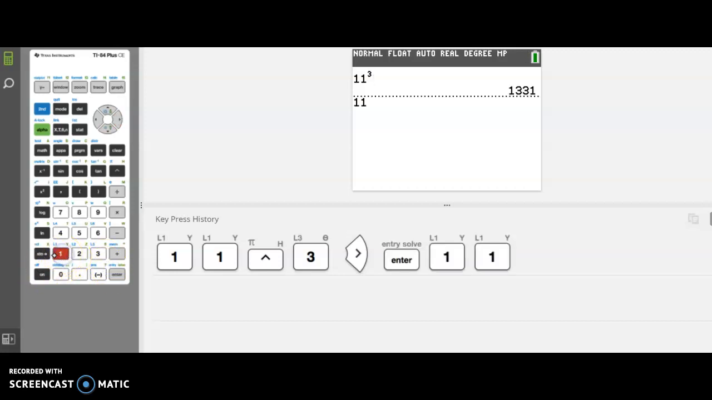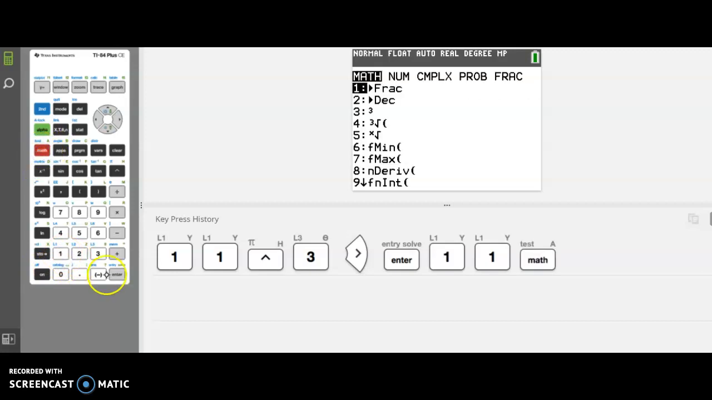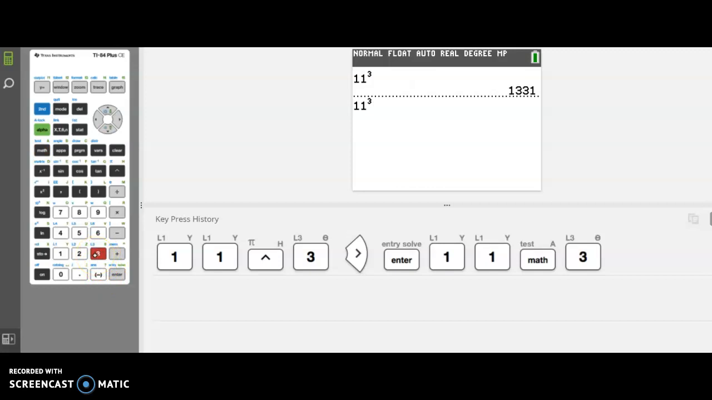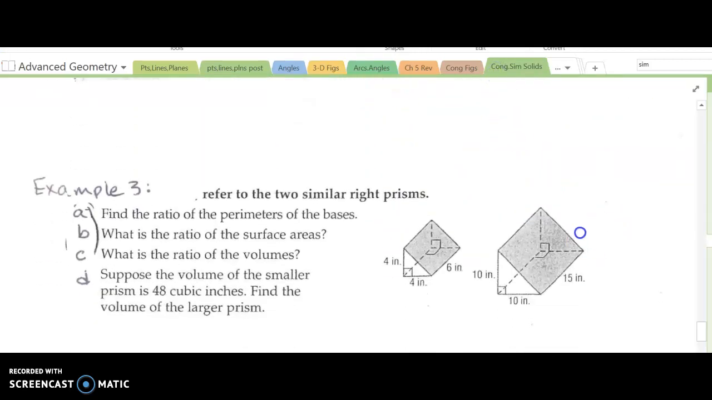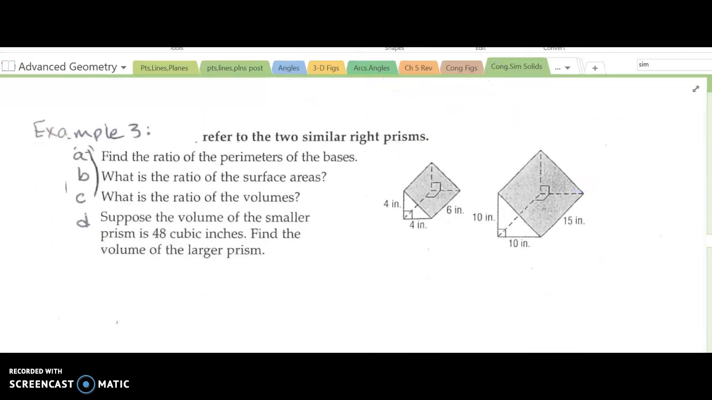Another option is if you go to the math button and it's number 3, that does it automatically always to the third power specifically. So I personally like this little rooftop button there because it always works for any exponent, not just for 3. So that's how to do that. All right, then the last problem I think we'll save for another video.